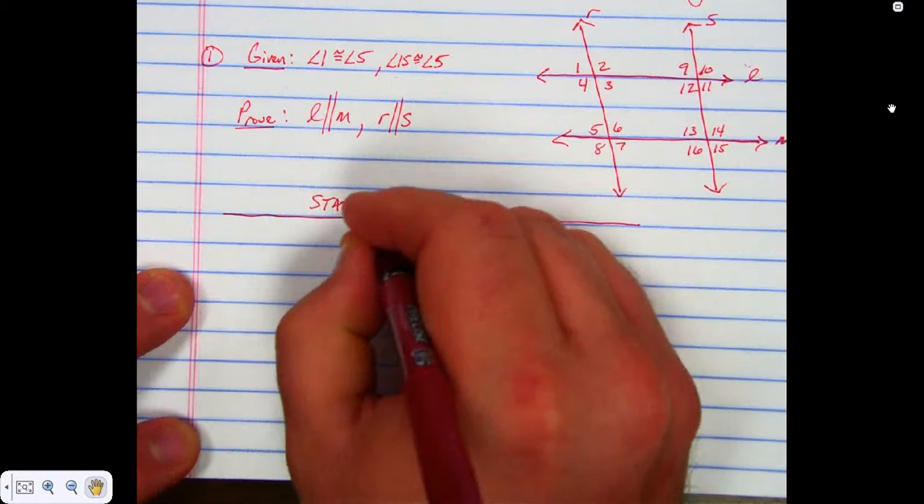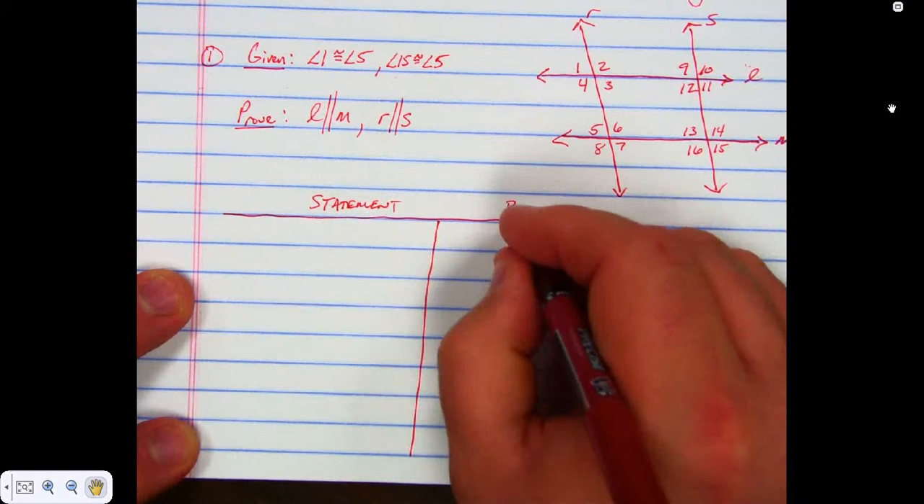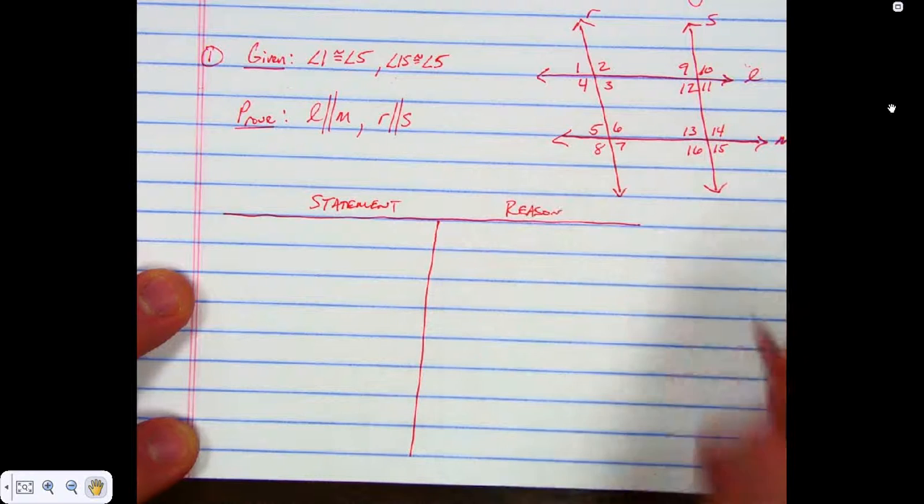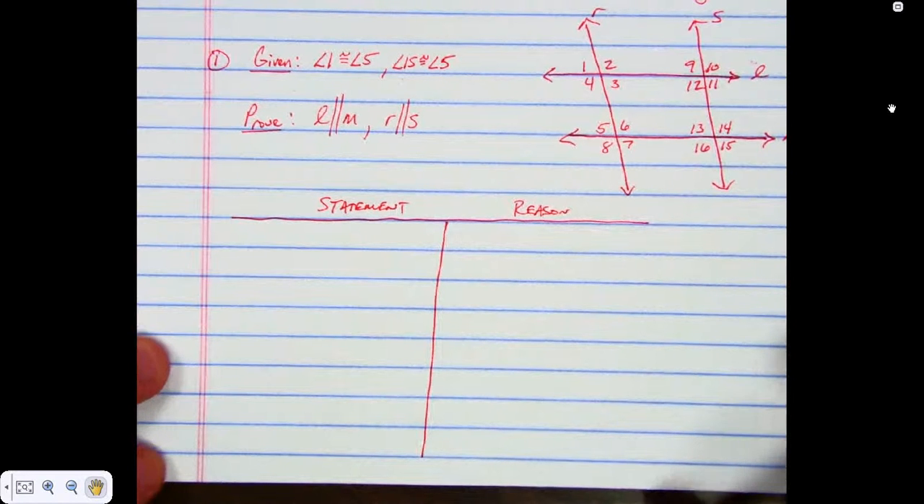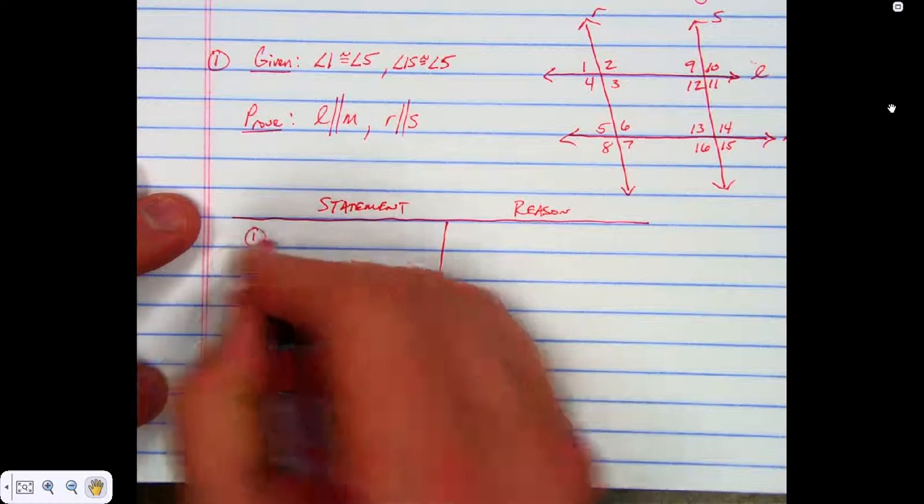Every proof they have you do on this assignment, I want it to be a 2-column proof. Okay? How many proofs are there in the assignment? Enough. Right now, let's focus on this.